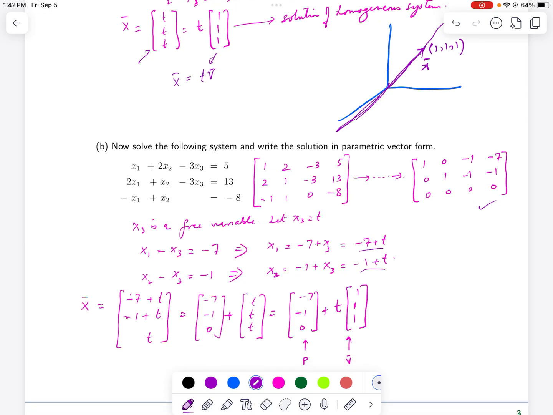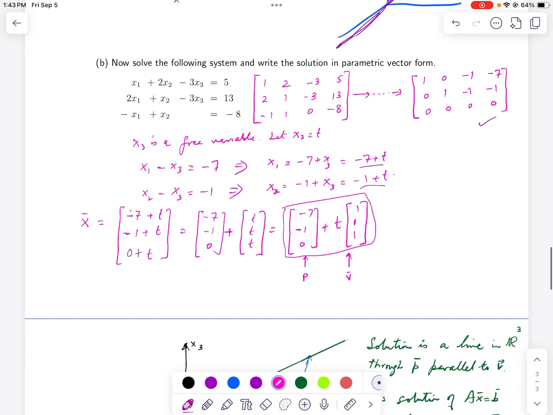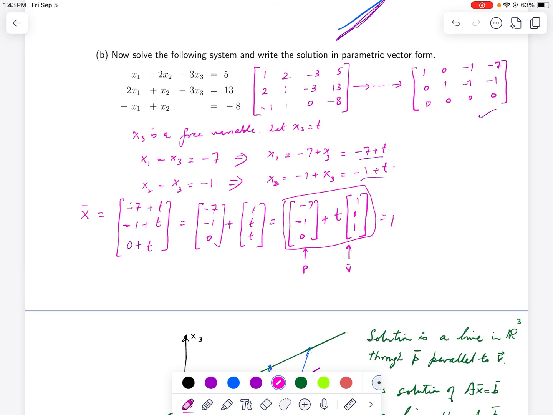When I put it in vector form, the first component of the vector is -7 plus t, which is x1. x2 is -1 plus t, and x3 is just t, so you can think of it as 0 plus t. Now I will split the solution into vectors. It looks like the sum of two vectors: one is -7, -1, 0, and the other one is t times a vector. As before, we can pull out the t. Calling the first vector p and the second v, we have written it as p plus tv, which is the parametric form.